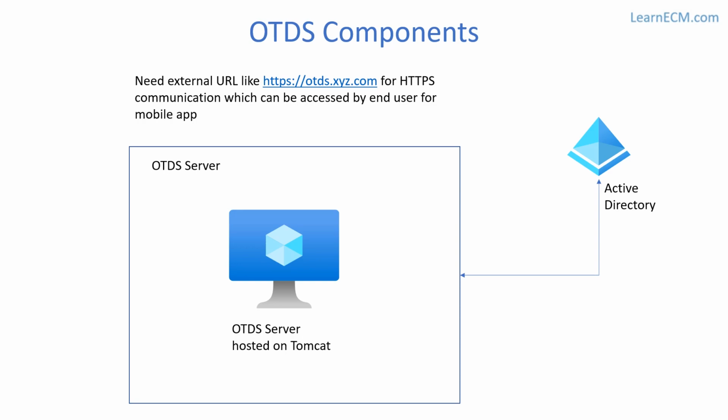This also should be accessible over the internet. If we are planning for a deployment wherein users should be able to access this app over the internet, then our OTDS installation should also be accessible for users to do the authentication. Now let's move on to the next component.